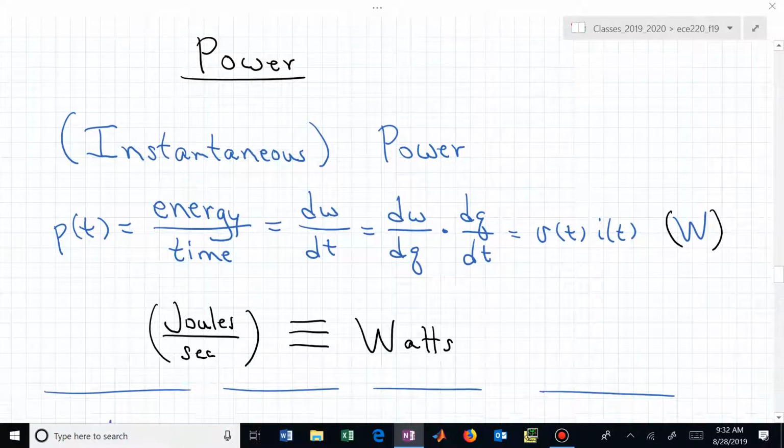Joules per second, that's watts. And that's volts times current. That's instantaneous. And P of t could be fluctuating between plus and minus, depending on what V and I actually look like or are valued at sign-wise.